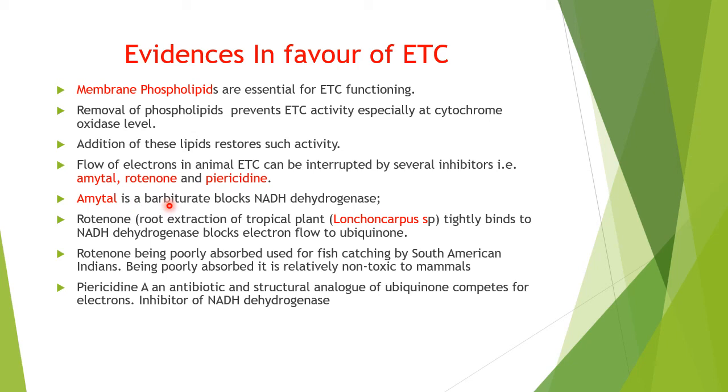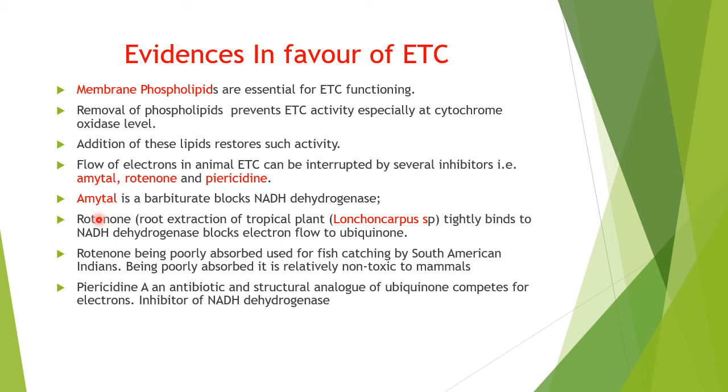Amytal is a barbiturate which blocks the NADH dehydrogenase. Rotenone is a root extract of a tropical plant. This is the tropical plant from the roots of which it is taken, and it tightly binds to NADH dehydrogenase and blocks electron flow to ubiquinone. So rotenone is an inhibitor of NADH dehydrogenase complex, basically taken from the plant species.